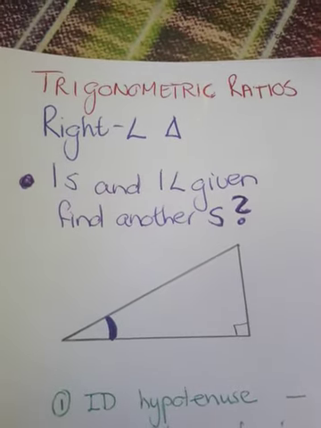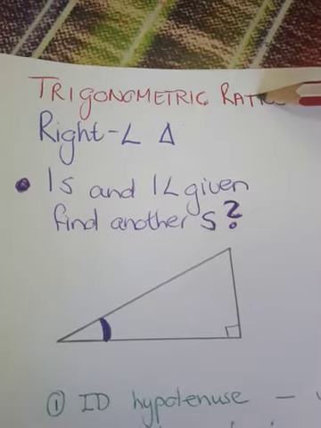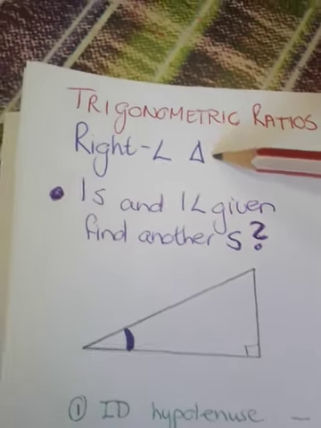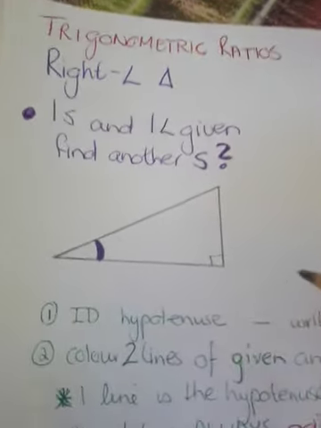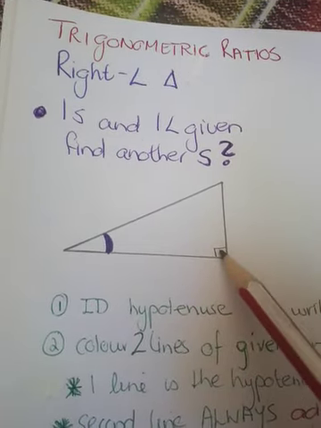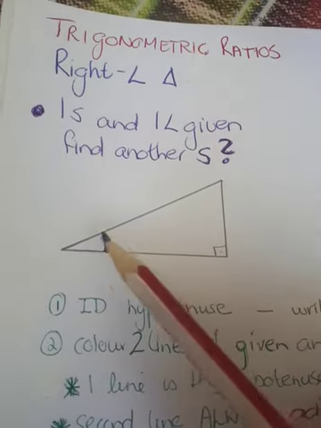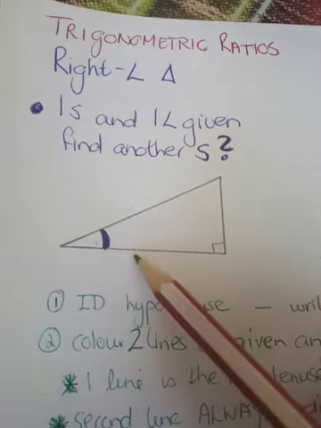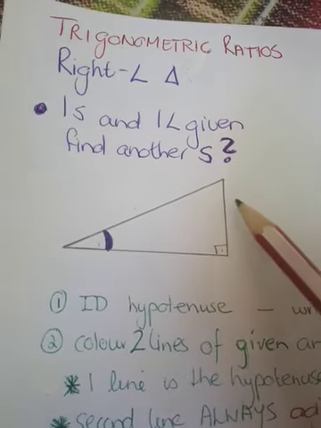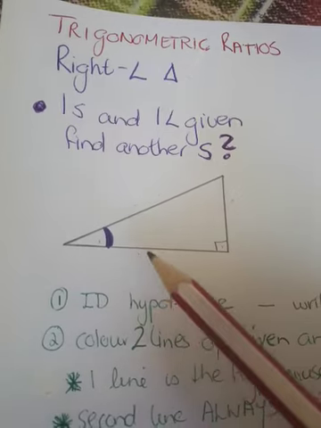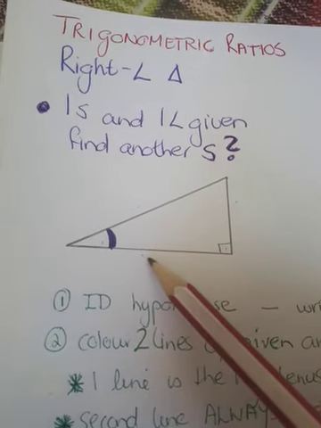Hello, in this video we're going to look at the trigonometric ratios in right-angled triangles. Okay, so people, what is really important for you to remember is that in any right-angled triangle, at a specific angle, the sides are in specific ratios. It does not matter how small or how large your triangle is.